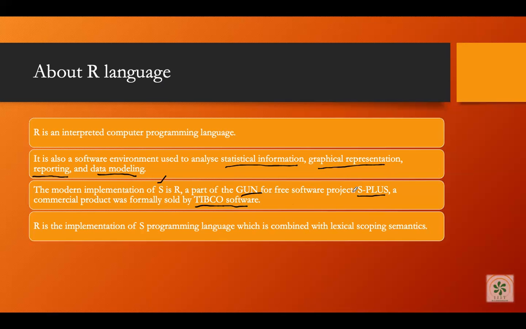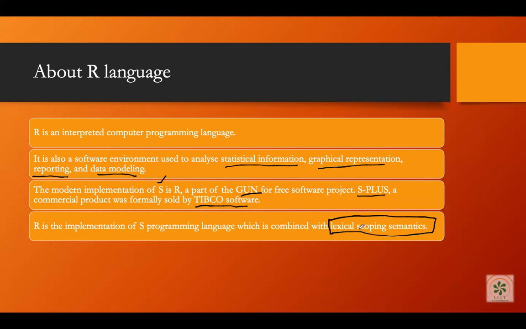Now, as we have just discussed, S is the previous programming language, and the modification of S is R. But S is not open source. S is the commercial programming language we have, and R is right now a free open source programming language. R is an implementation of the S programming language, combined with lexical scoping semantics.